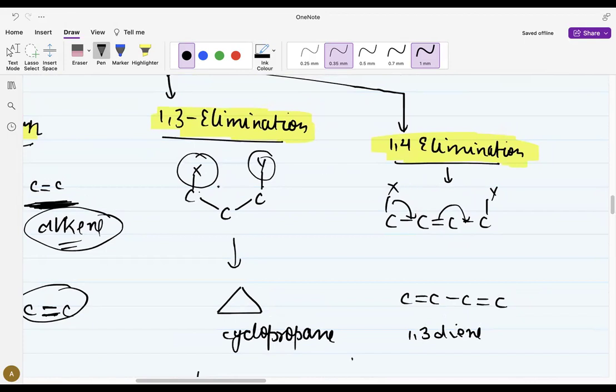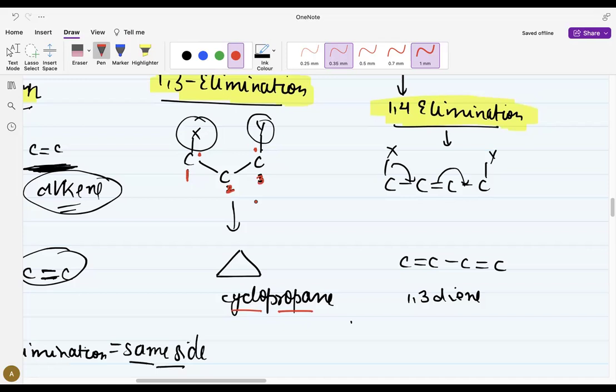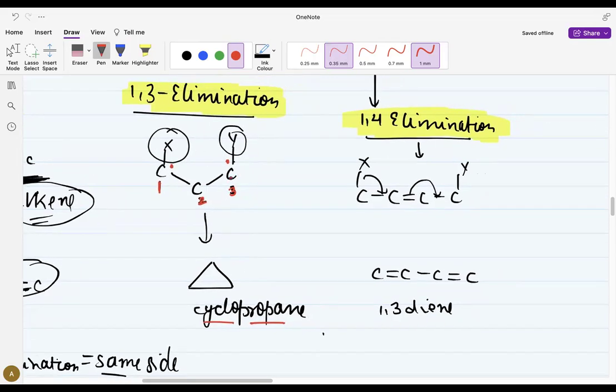Third one is also there, 1,3 elimination. In 1,3 elimination, let's say the first group is on the first position, the second position and the third position. So this X will be removed and Y will be removed and will make free radicals here, and these free radicals will combine with one another to give us a cyclopropane ring. This is 1,3 elimination.